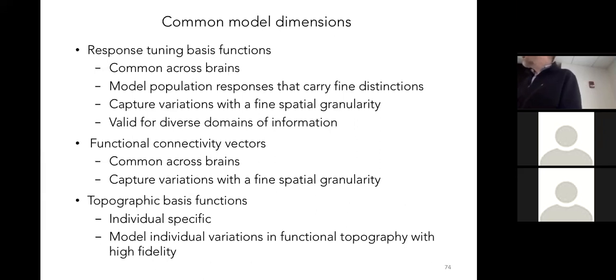Each one also has a functional connectivity vector that's common across brains. And now these functional connectivity vectors that are common across brains include everything, including the medial prefrontal cortex. And both of these, the tuning functions and the functional connectivity vectors, are capturing variations with a very fine spatial granularity, a single voxel. And then each common model dimension also has topographic basis functions that are specific to each individual. And these reside in the transformation matrix. And they can be used to model individual variations in functional topography.